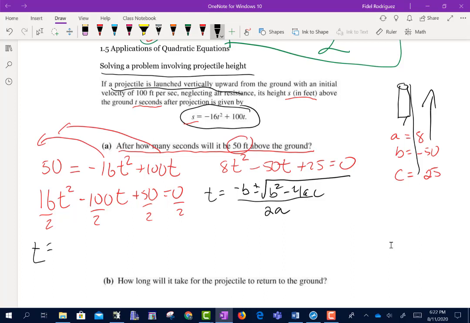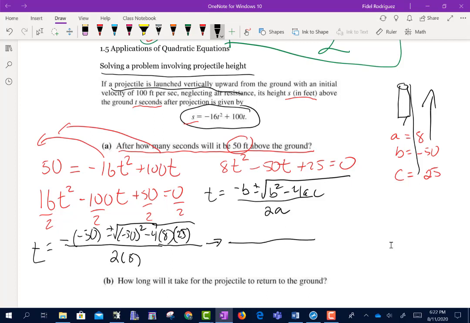So let's see, t equals negative. B is the number negative 50, so I'll put a negative 50 right here. Plus or minus square root, negative 50 squared, okay, minus 4 times A we said was 8, times C, which is 25, all over 2 times 8. Alrighty, so let's see, that's going to be negative of negative 50, positive 50. Okay. Negative 50 squared is going to give me 2,500.